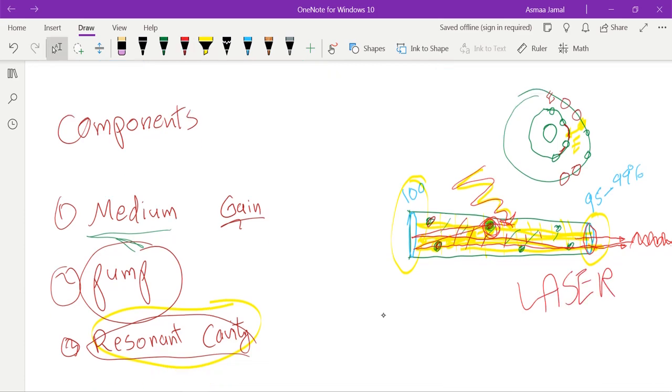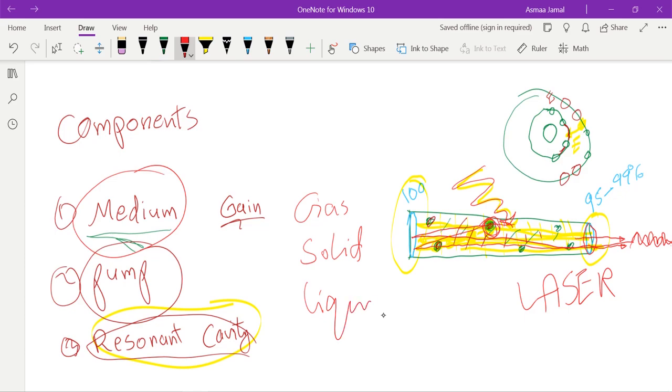What are the types of laser? It depends on the medium inside the laser. Is it gas, solid, or liquid? And we have a fourth type, the semiconductor laser.